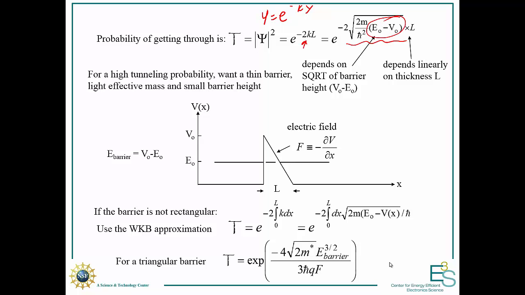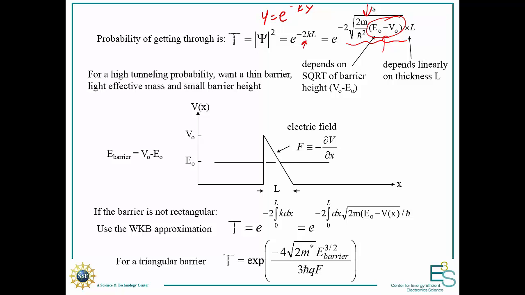So now we can already see from here what the factors are that allow us to have a high or low tunneling probability. For instance, the thicker the barrier is, the lower the tunneling probability. And also if we have a high barrier height or a heavy effective mass. So the things we want for high tunneling probability would be a thin barrier, small barrier height, and light effective mass.